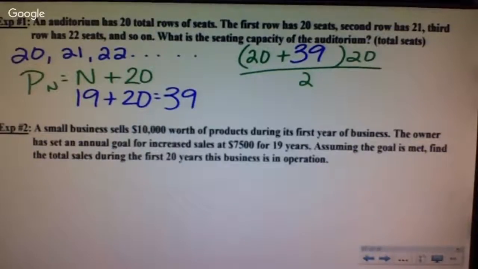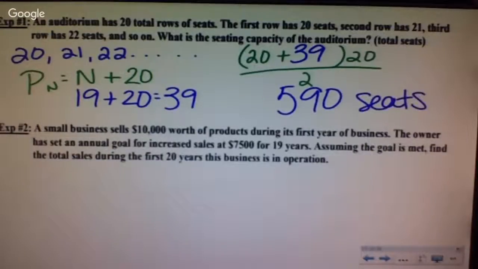Oh my god. You tell me. I don't want to plug. Divided by 2. Divided by 2. 590. Yeah. So your auditorium can seat 590 people. That's a tiny auditorium. It is a very tiny auditorium.